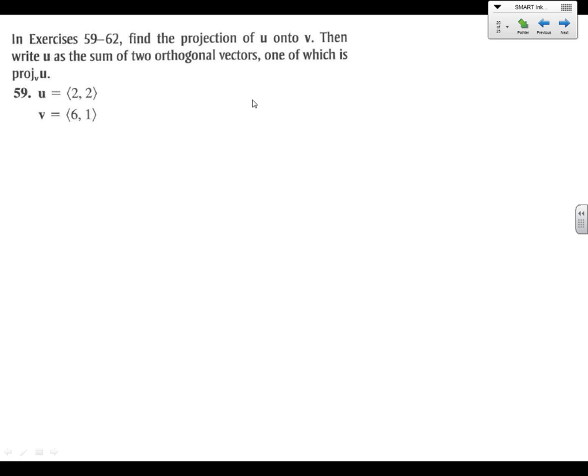See if you can use the formula and find the projection of u onto v. Follow the formula very carefully. See if you can get the component form of this.